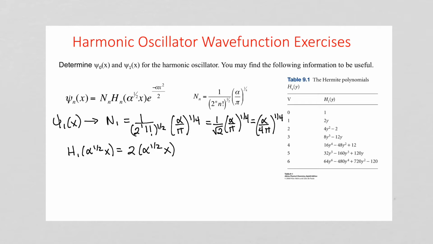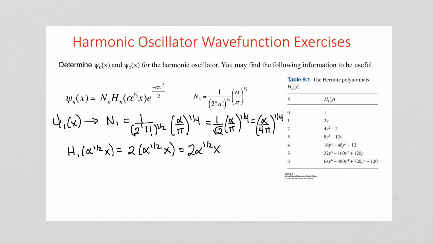Okay, and in this case, we are multiplying. So once we actually evaluate that Hermite polynomial expression here, this is now a multiplication, whereas over here, that is H of alpha to the 1/2 x. Kind of confusing, but hopefully that clarifies how we work with those Hermite polynomials. Okay, so then we just say that's 2 alpha to the 1/2 x.